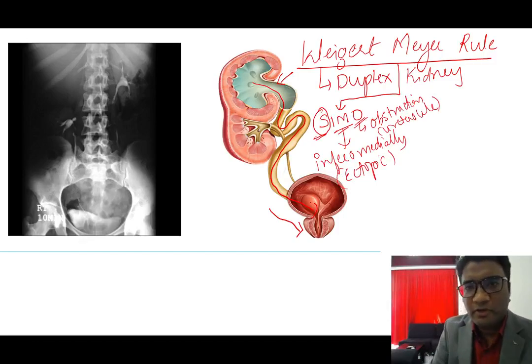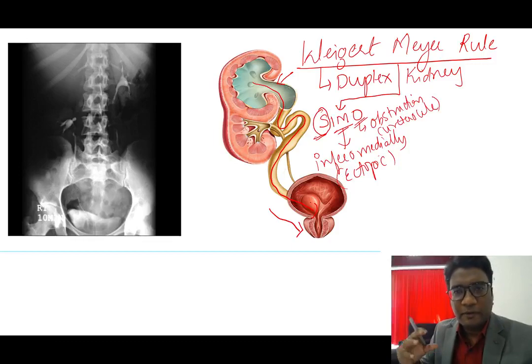If you remember SIMO, you can remember Weigert-Meyer rule. So where do you see this Weigert-Meyer rule? Weigert-Meyer rule is seen in duplex kidney. And what is this rule saying? It says that the ureter of the superior kidney, the ureter of the upper moiety, inserts infero-medially on the bladder. It goes much more inferior and much more medially on the bladder. It has an ectopic insertion and is prone to obstruction, mainly in the form of ureteroceles.